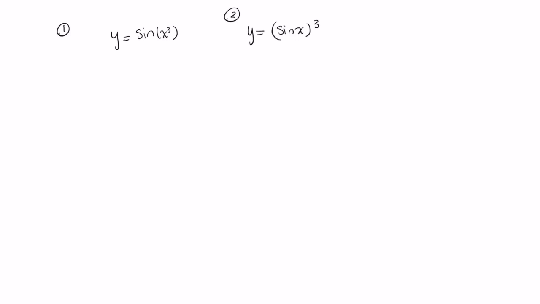Before we begin with 1, let's recall that the chain rule helps us find the derivative for functions that are of this form. That is, they're a composition of functions. For number 1, f of x, the outer function is sine x, and g of x is x cubed.